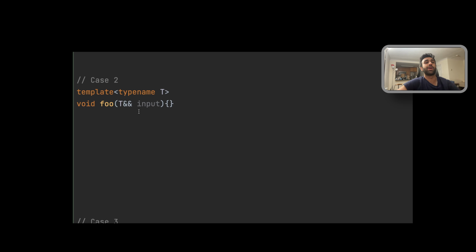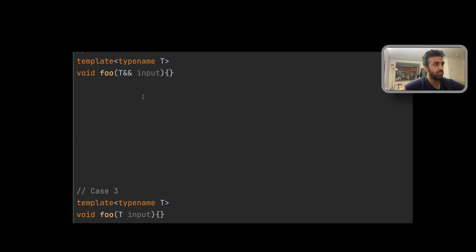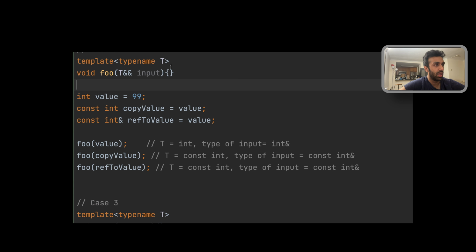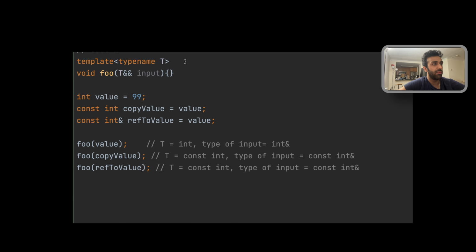Now comes the interesting part of case two. Okay, let me just copy paste this code here. All right, we have the same code here. Now let me just make some space. Okay. Now we have universal reference. As I said, it's not R value reference. It's a little bit different.